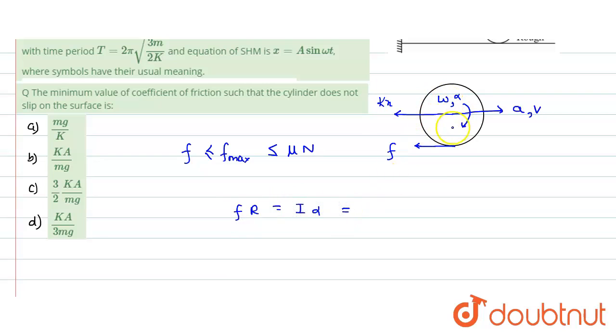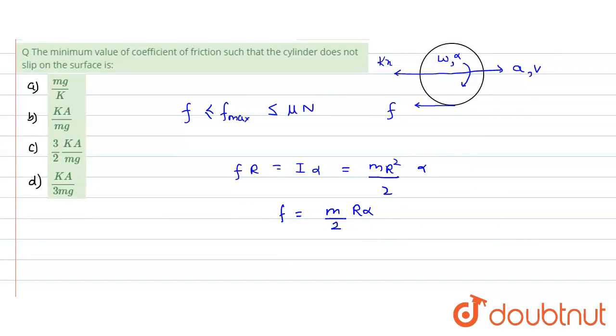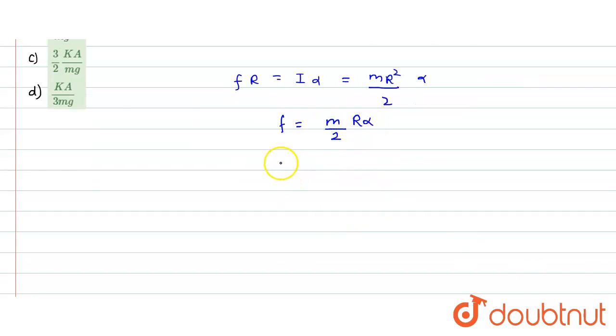What is the moment of inertia of the cylinder about the center? It is m r square divided by 2, into alpha. So from here we get the friction value F equals m by 2 r into alpha. Now if this is a case of pure rolling, then a equals r into alpha, so F would be equal to m by 2 into a. This is the acceleration.